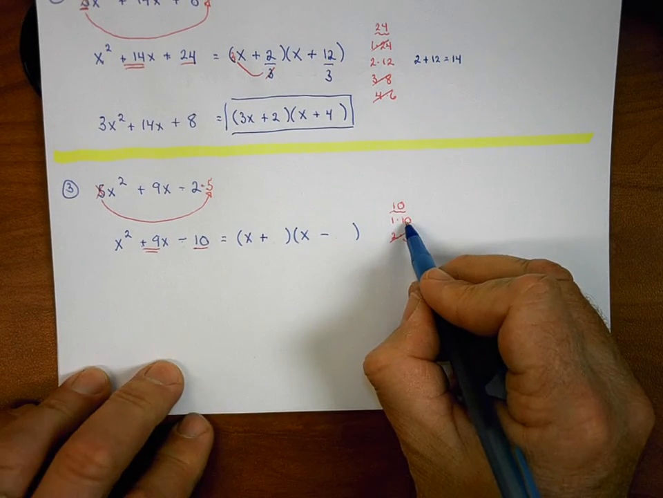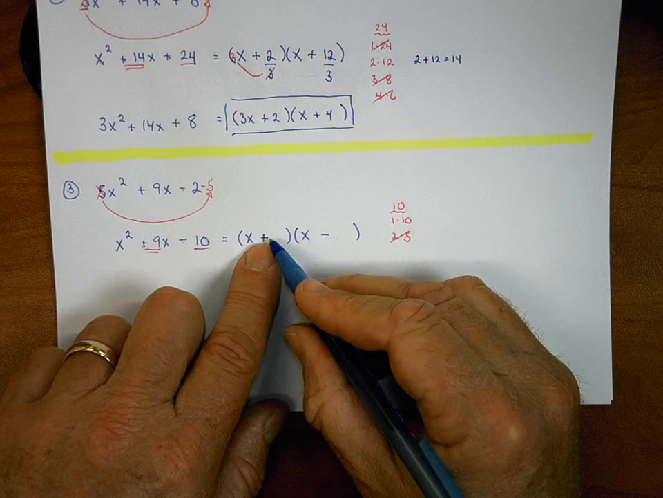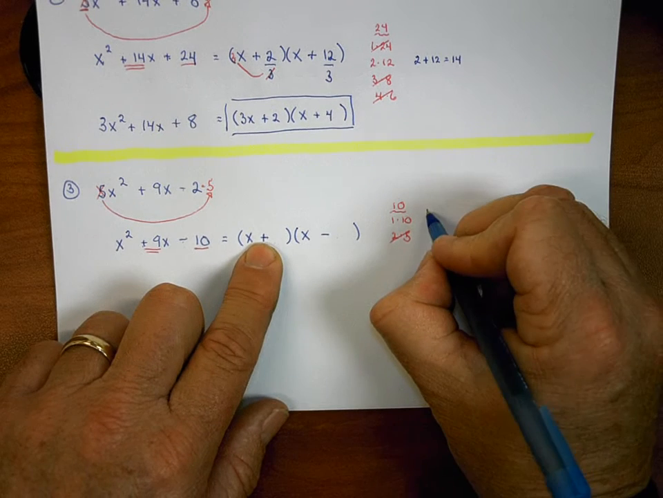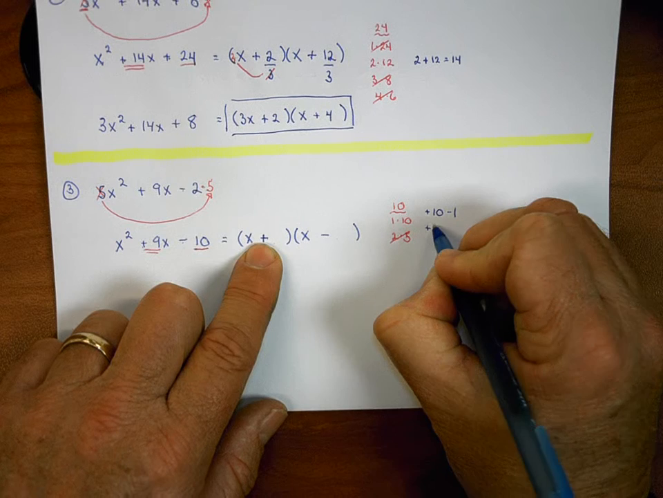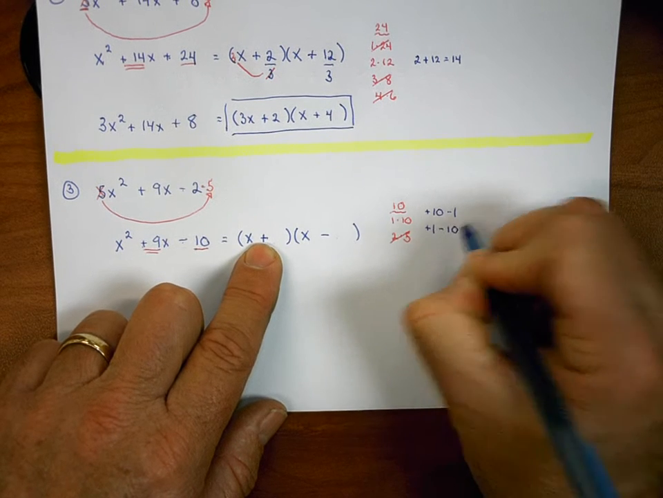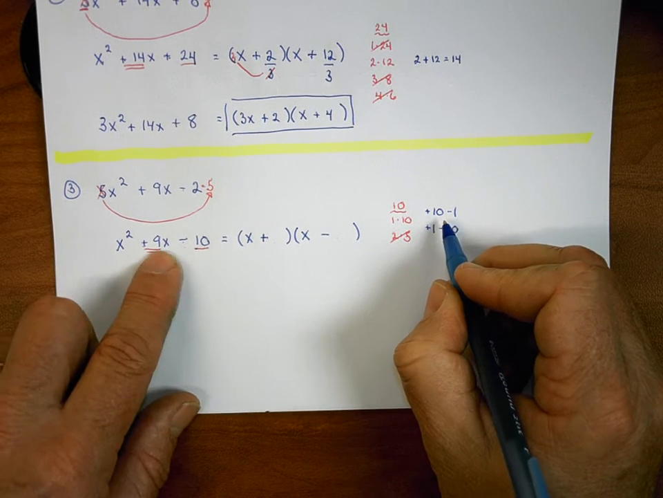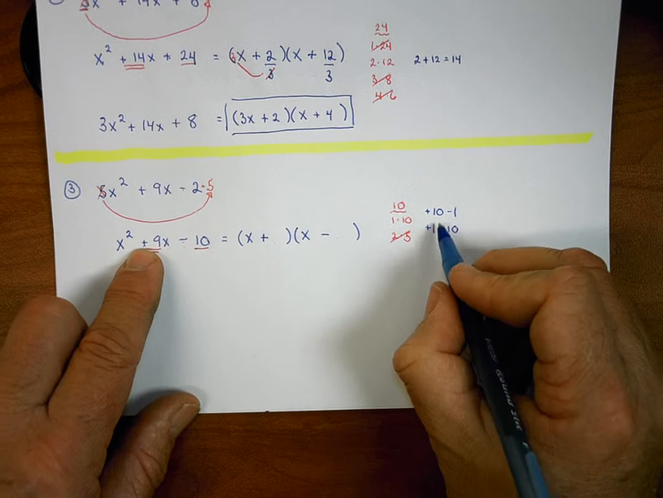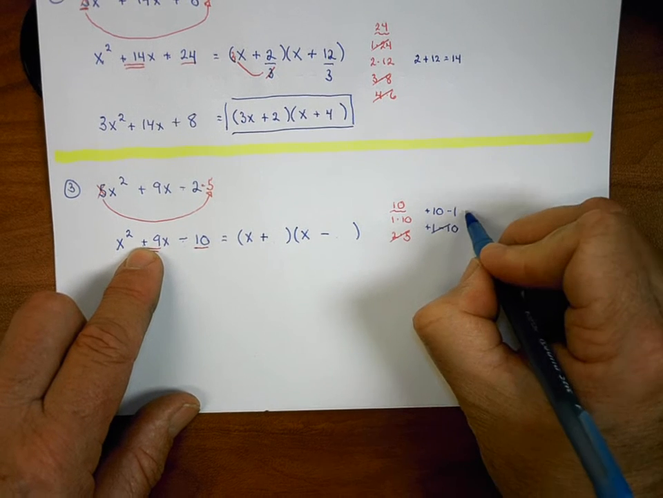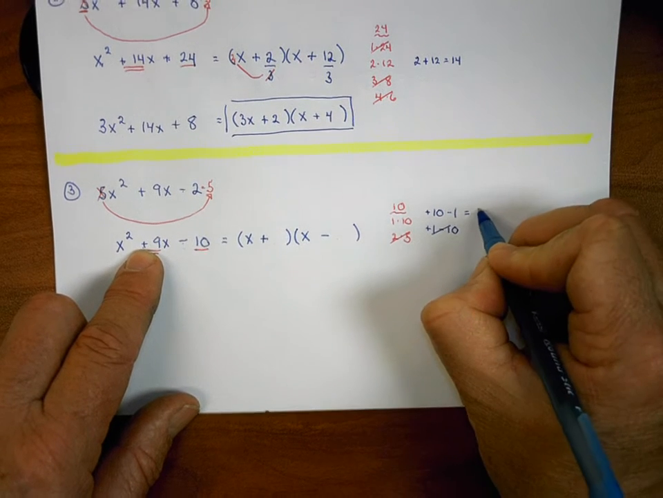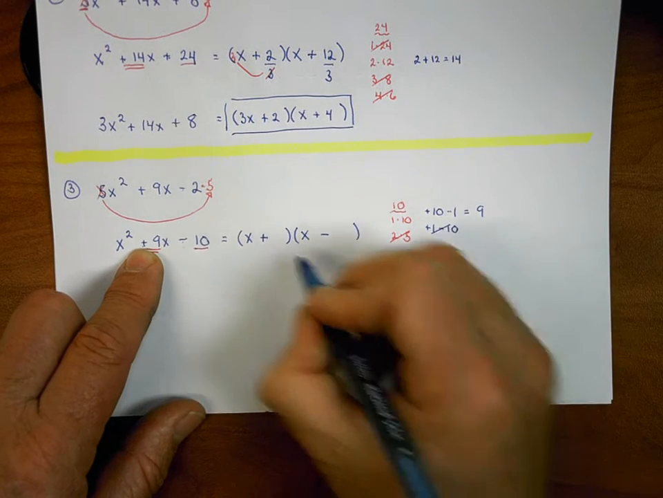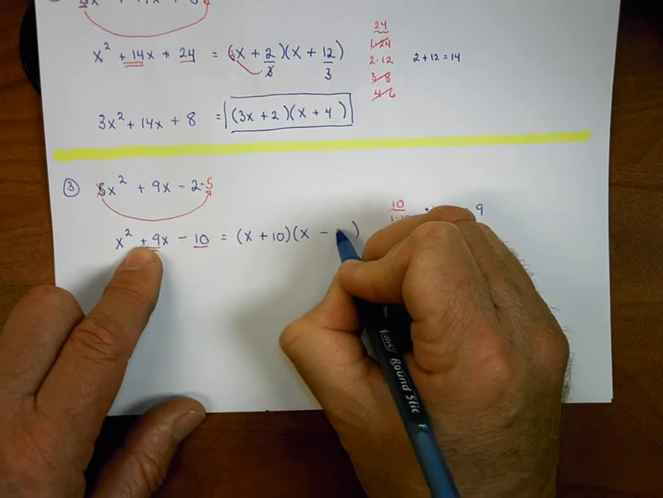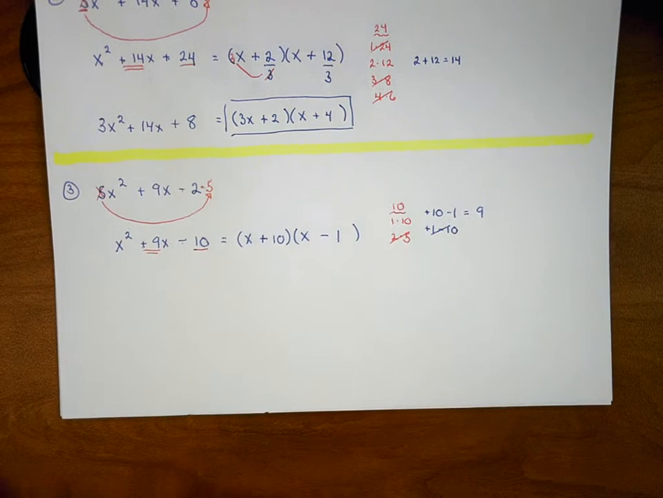Okay, now notice I have to have a plus and a minus. So my choices are, I could have a plus 10 and a minus 1, or I could have a plus 1 and a minus 10. Which one is it? Well, it's plus 9. So which one does it have to be? Duh, it has to be plus 10 minus 1, because that's positive 9. So x plus 10, x minus 1. Okay, so that's what we would do.